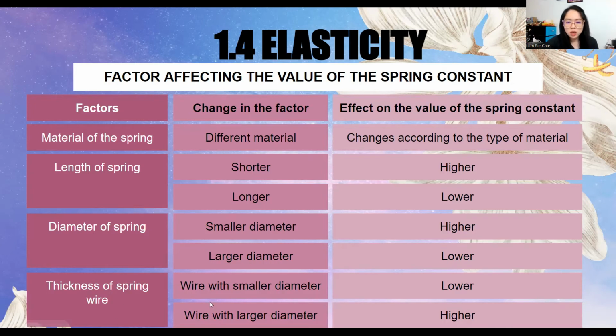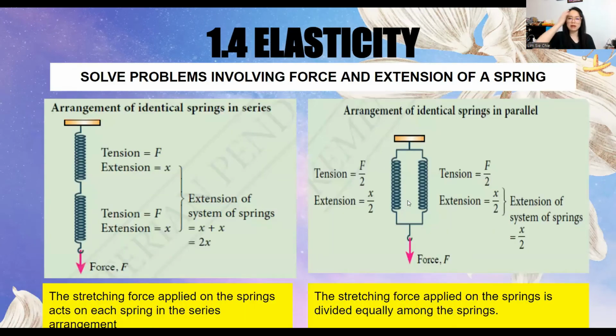Okay, so the wire with a larger diameter, this is very obvious. The wire with a larger diameter will have a higher spring constant. It is harder to compress. For example, in a motorcycle, if you observe at the side of the motorcycle behind there, there's a spring there. That spring normally has a very thick wire. So wire with smaller diameter will have a lower spring constant. All right, we will discuss more in class if you don't understand. Okay, now next one, we go on.